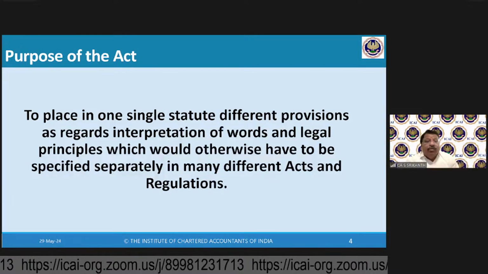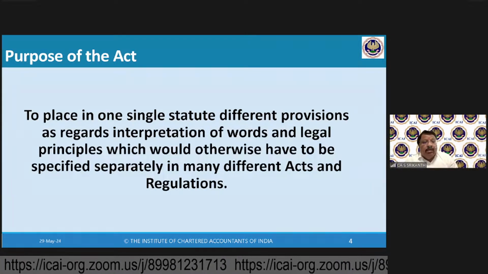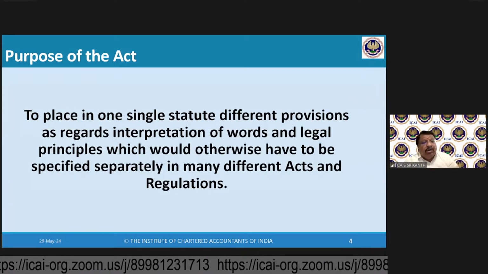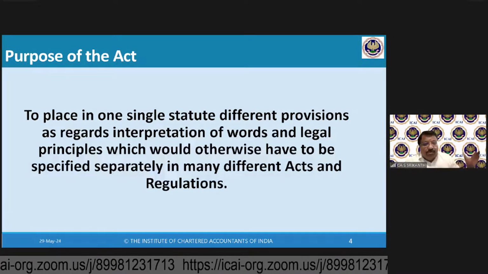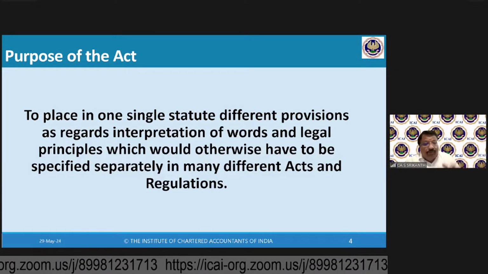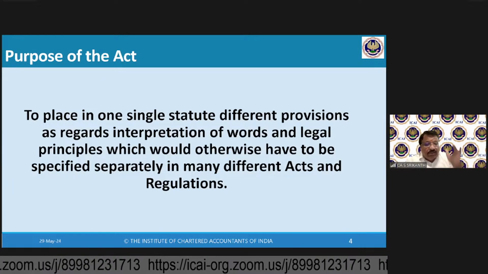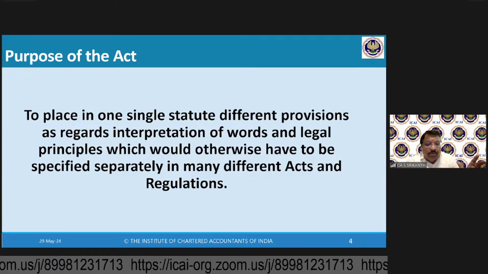For example, I had one case where the Income Tax Act speaks about gift, whereas there is one more word called settlement. The Income Tax Act does not use the word settlement while exempting. It uses the word gift. So is a gift a settlement, a gift?